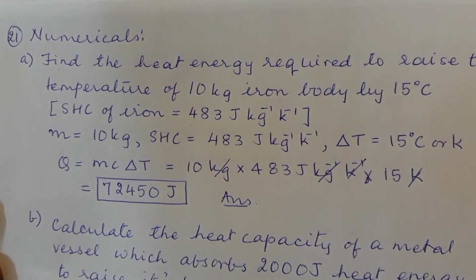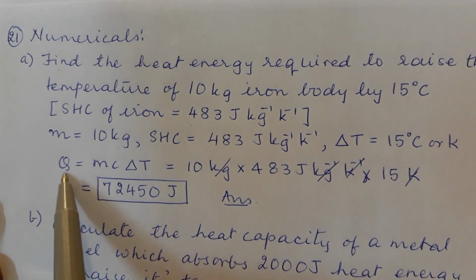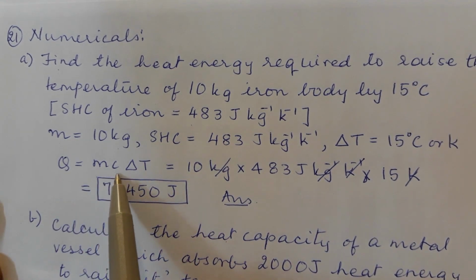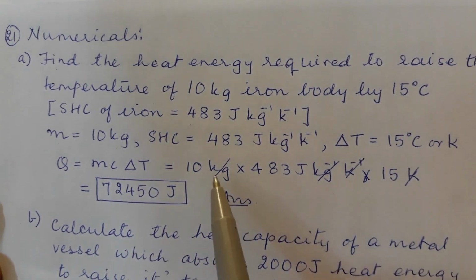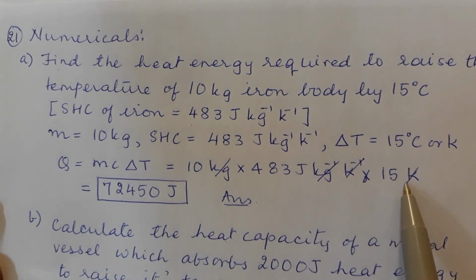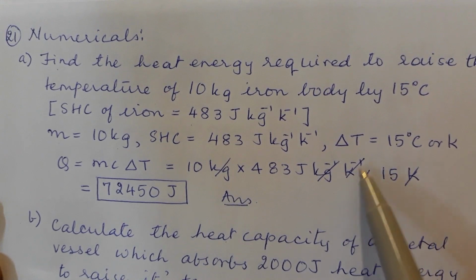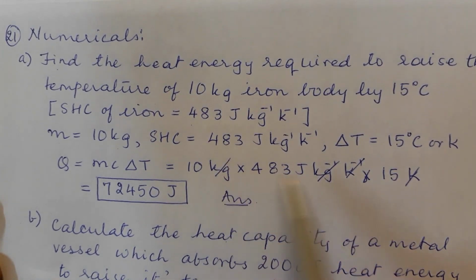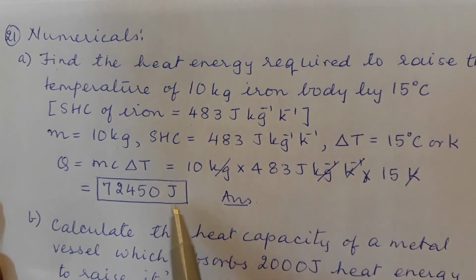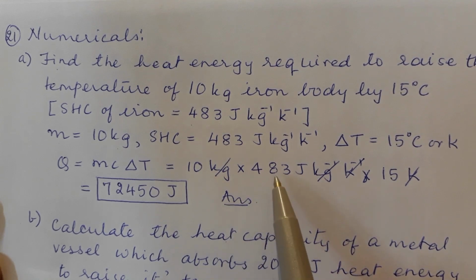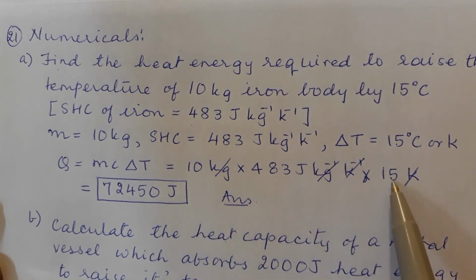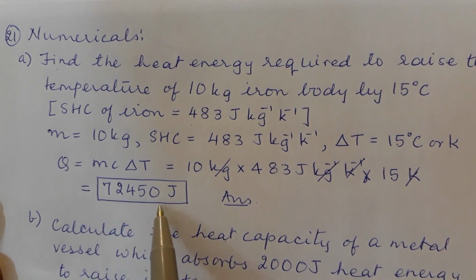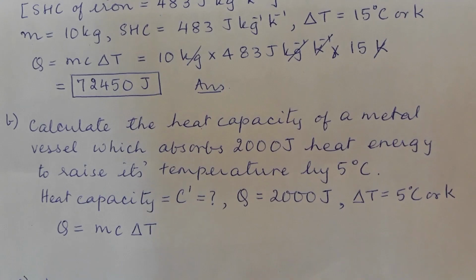And so now we use the formula for rising temperature, that is, the heat energy Q is equal to M into C into delta T. Substitute the values and then you will see unit-wise Kelvin got cancelled, kg got cancelled, and only joule is remaining here. So you have 4830 multiplied by 15, simple calculation, and that is 72450 joules, and that is our answer.